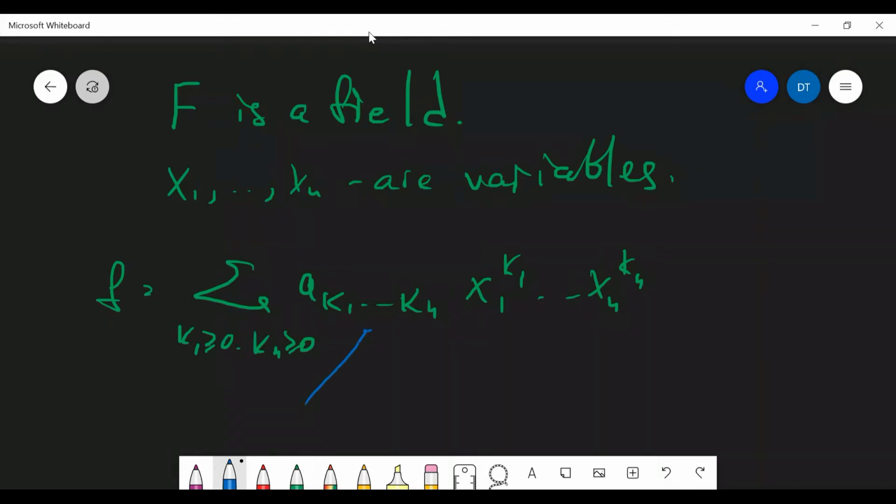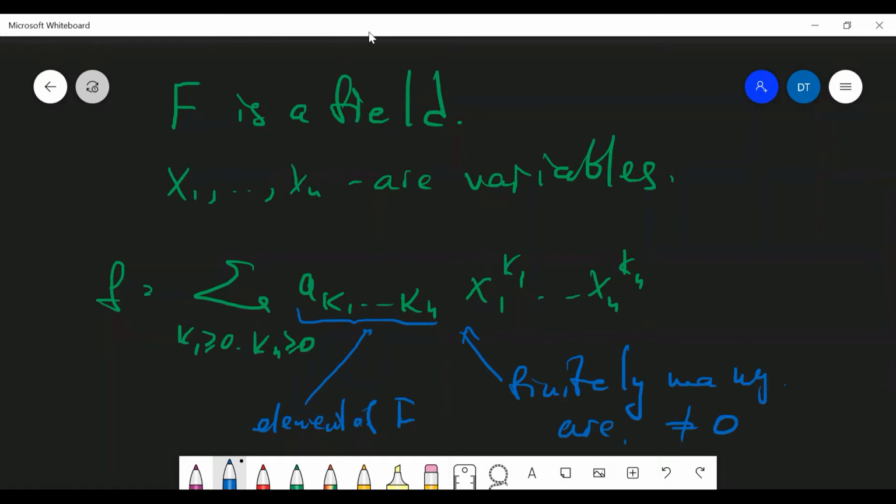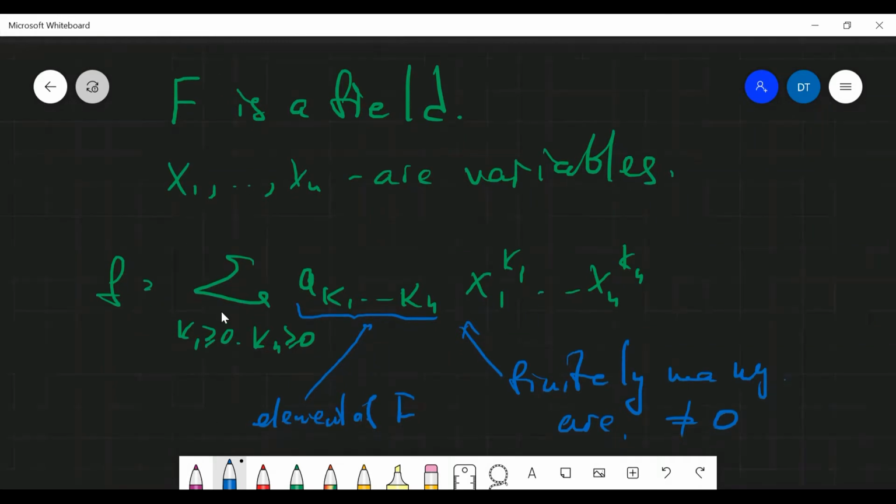So each coefficient is an element of F. And we have only finitely many summands. So only finitely many coefficients are non-zero. So we have finitely many summands here, finitely many coefficients are not equal to 0. So this is a polynomial in several variables.